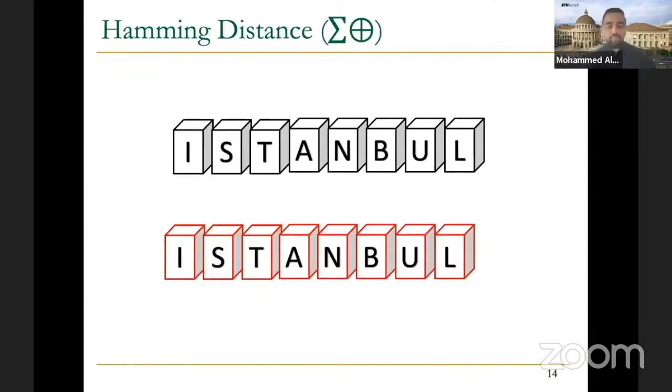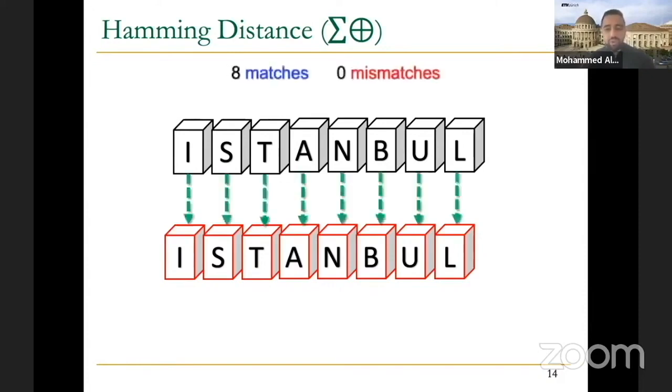Okay, now what does it mean that 2E shifts are enough to find any pairwise match? This is the example I mentioned. Imagine we have two exactly matching words, Istanbul and Istanbul. We would like to match them together, just compare all pairwise characters. Then you have 8 matches, right? And there we have no mismatch.